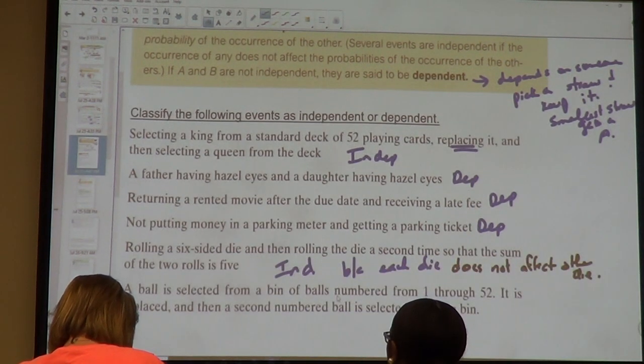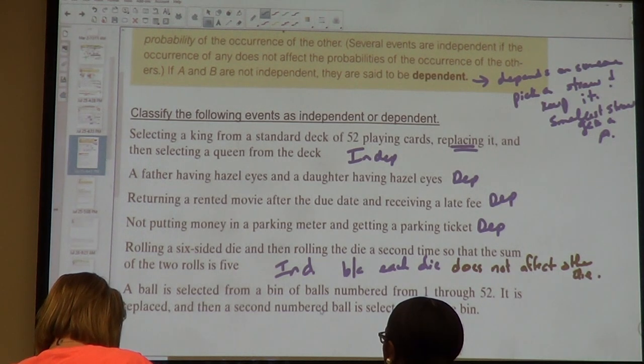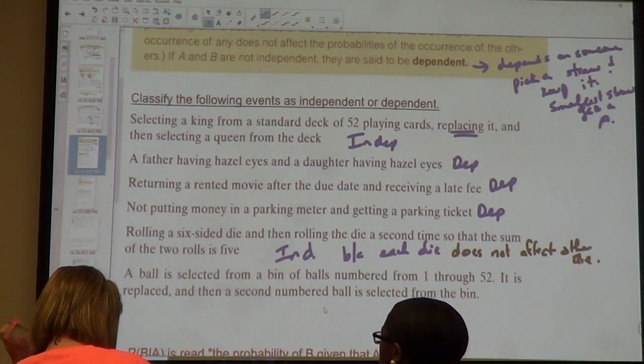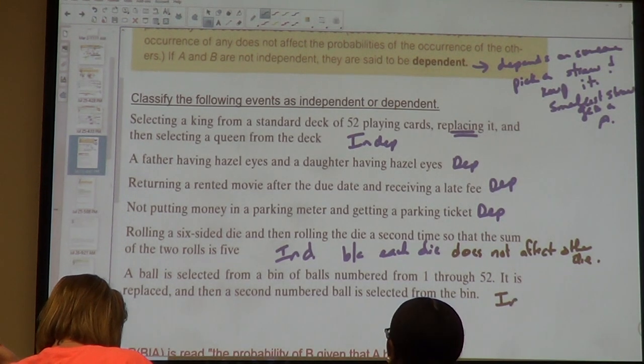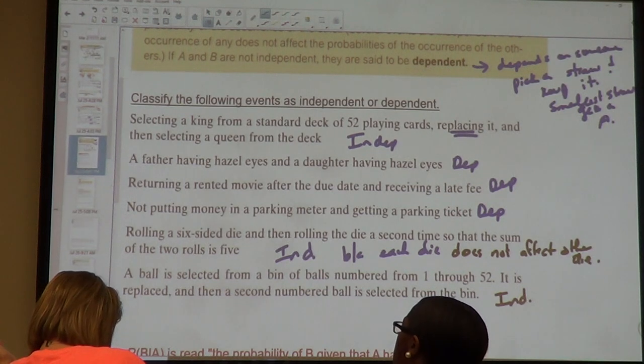A ball is selected from a bin of balls numbered 1 through 52. It is replaced and then a second ball is selected from the bin. Independent. That is independent. Now, if I would have kept the ball, that would have been dependent.